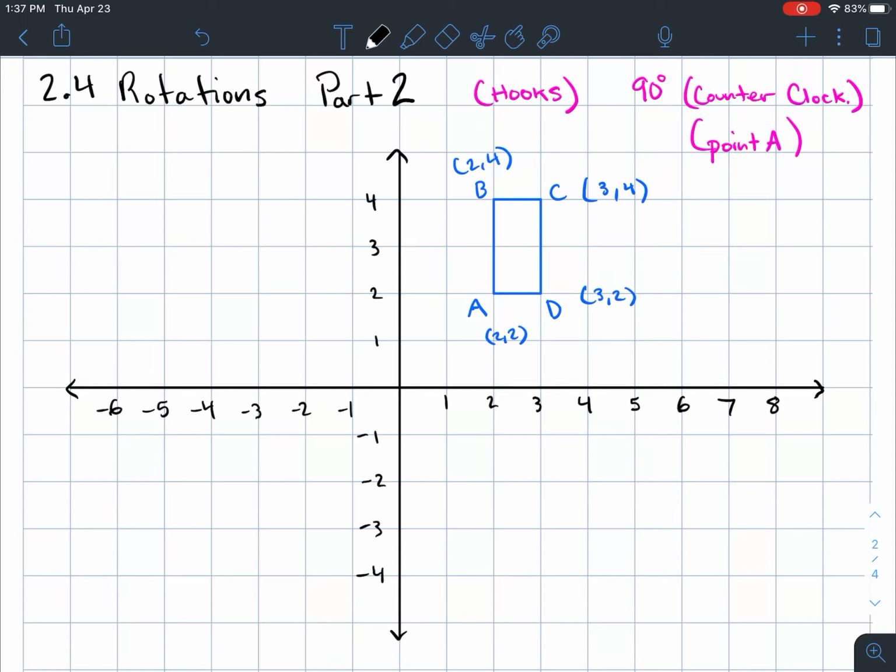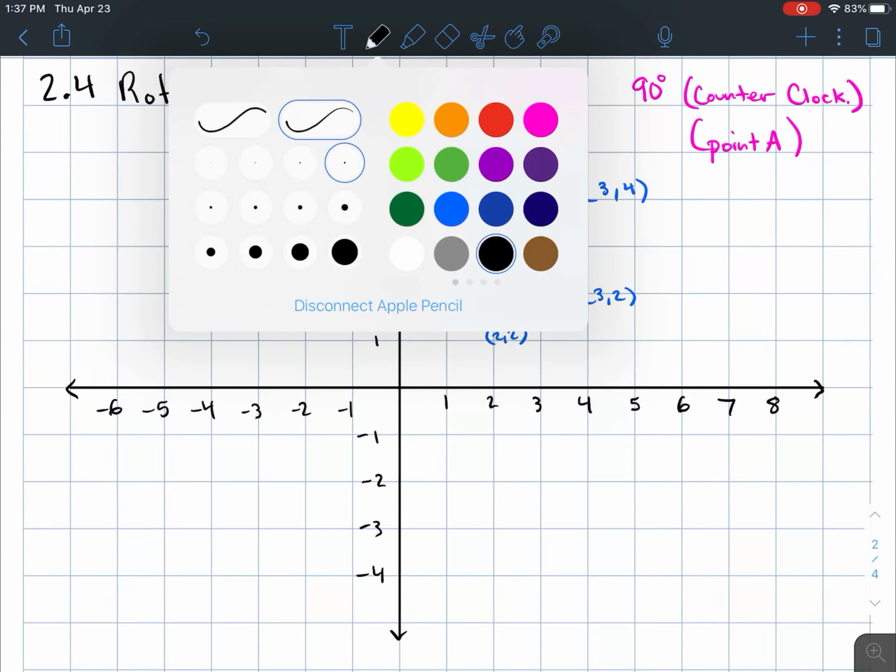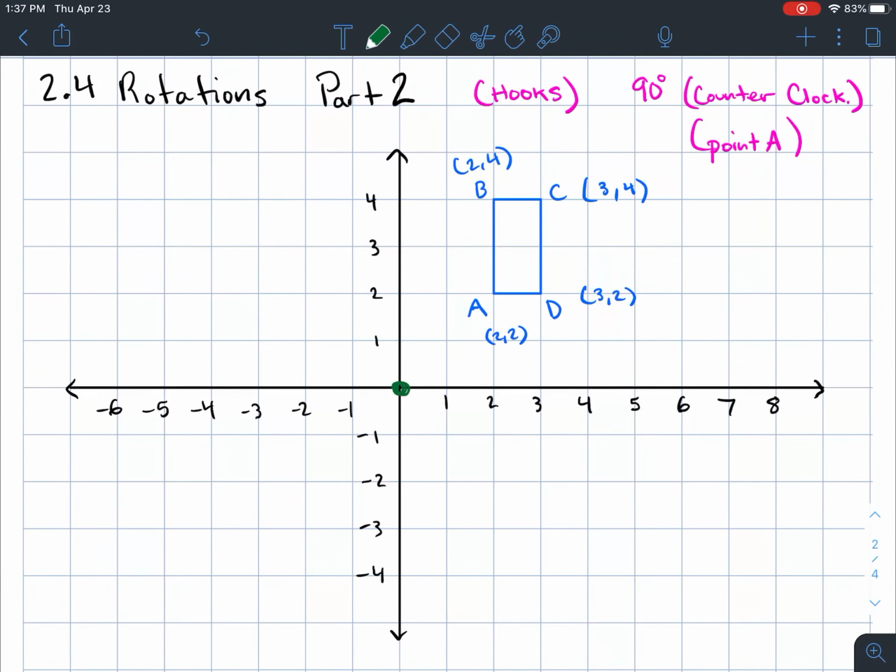If you notice, this is the same shape that we used from the previous example. In the previous example, we rotated it around the center of rotation using the origin, but we're going to switch it up. We're going to rotate this shape. We're still going to use 90 degrees. It's still going to be counterclockwise, so this is not changed. The only thing that is changed is that now we're going to rotate it about point A.